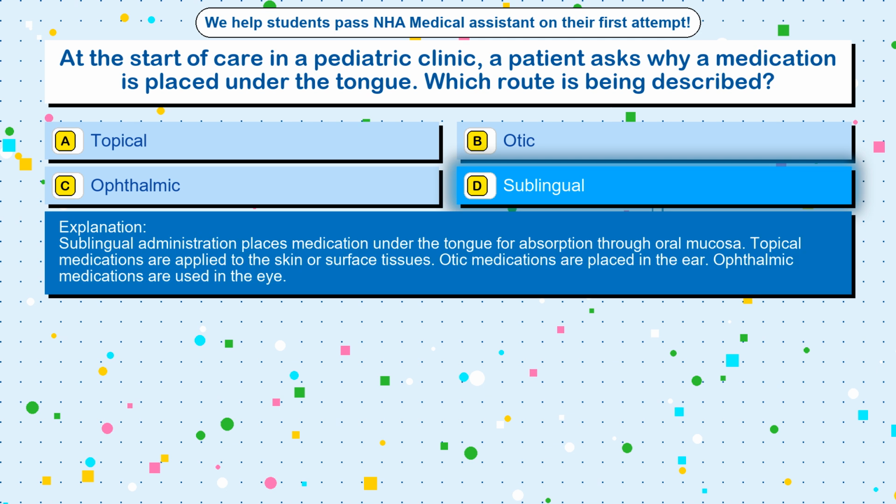Sublingual administration places medication under the tongue for absorption through oral mucosa. Topical medications are applied to the skin or surface tissues. Otic medications are placed in the ear. Ophthalmic medications are used in the eye.